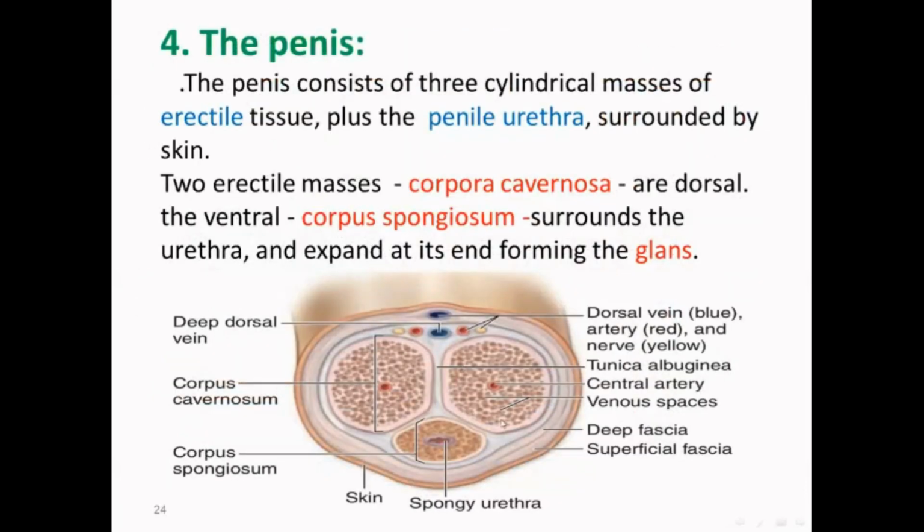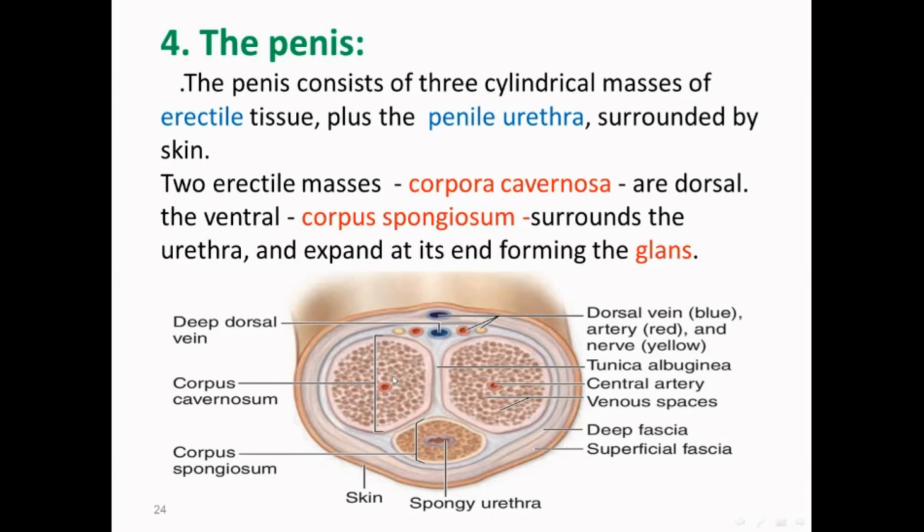Here is a section of the penis. We see two dorsally located erectile masses, the corpora cavernosa, each containing a central artery, and the ventral corpus spongiosum that contains the centrally running penile urethra.